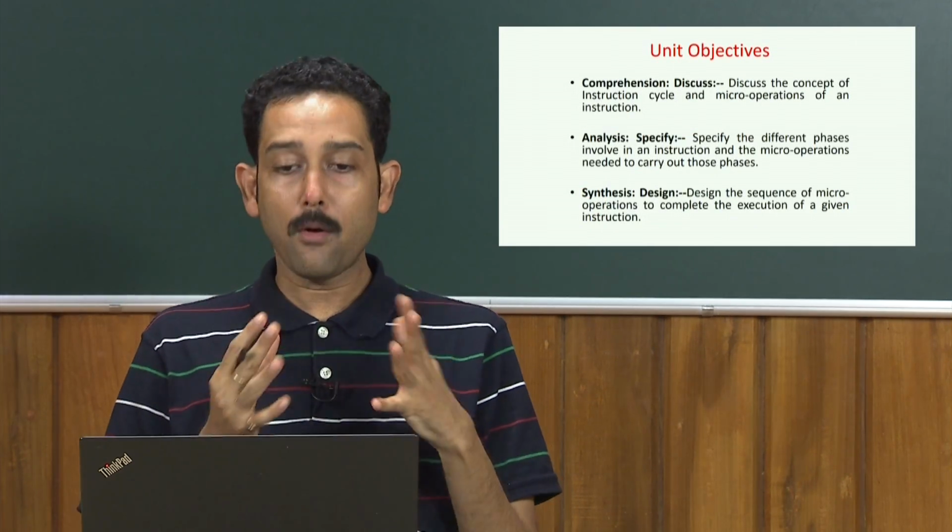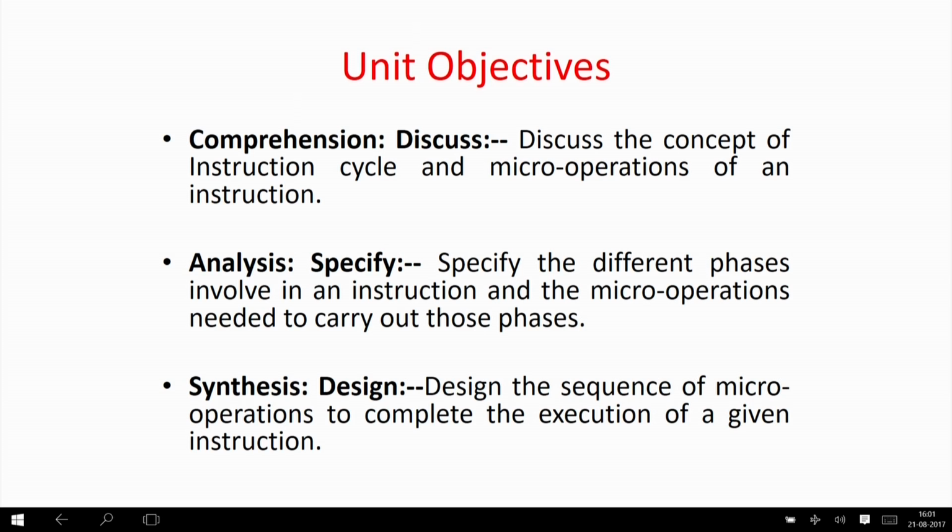So, what are the unit objectives? The first objective is a comprehension objective, where you will be able to discuss the concept of instruction cycles, macro operations of an instruction, and the micro operations involved in a macro operation. That is, given any macro instruction, you will be able to tell what its micro instructions are. You will also be able to specify the different phases involved in an instruction and the micro operations needed to carry out those phases.